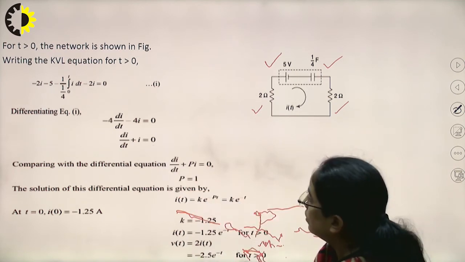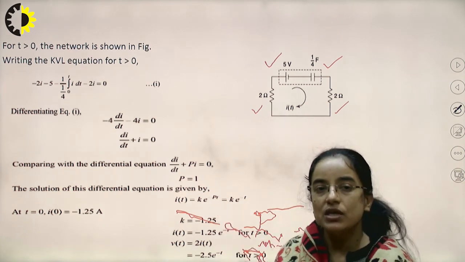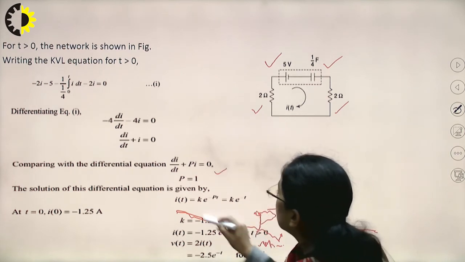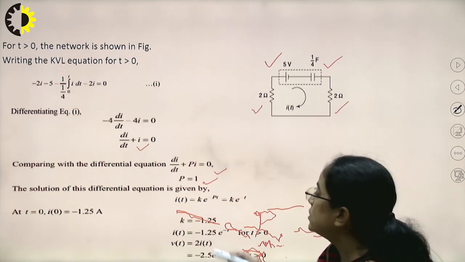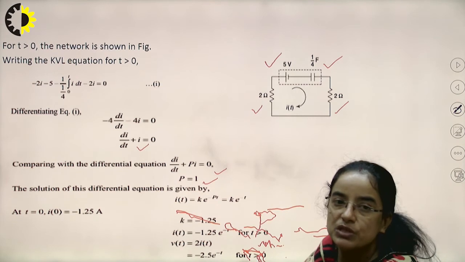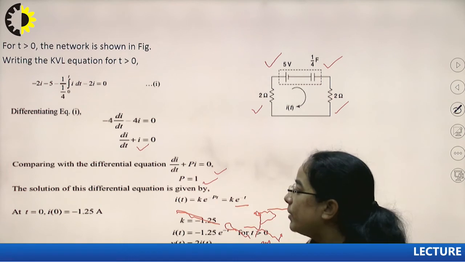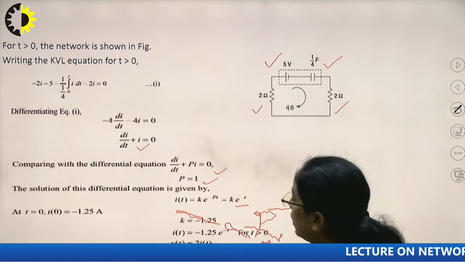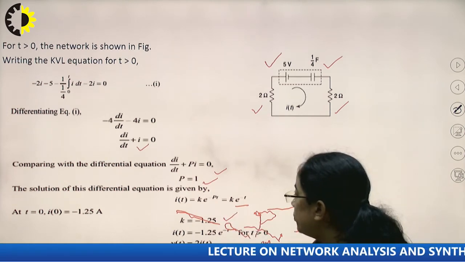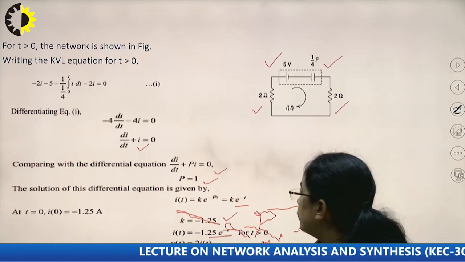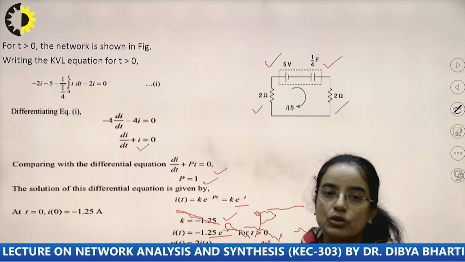Now we compare this equation with the standard differential equation, di by dt plus p i equal to 0. Here the value of p is 1. So the solution is I equal to k into e to the power minus p t. Since the value of p is 1, it will be k into e to the power minus t. If we put the initial conditions over here, the value of k will be 1.25. So it will be minus 1.25 e to the power minus t, and vt will be this. So this is the complete solution.